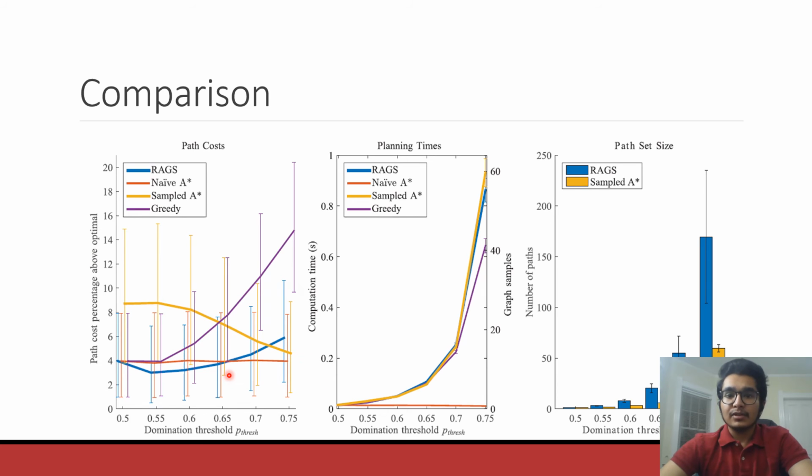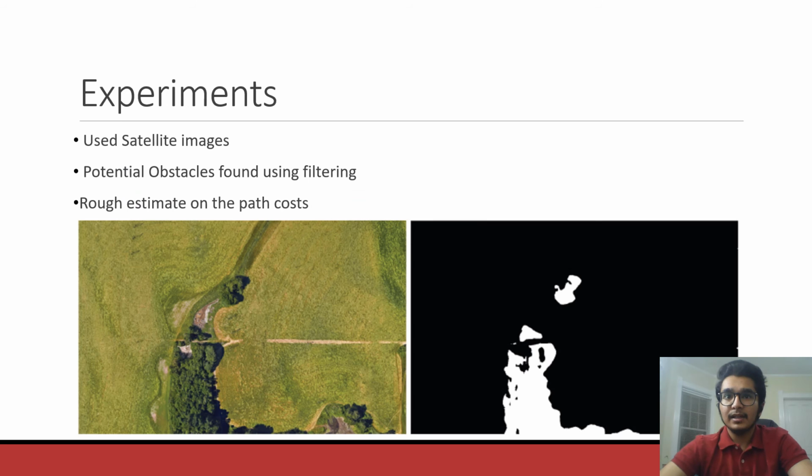So now let's look into the results on the satellite data. Now we are observing RAGS being applied to some satellite data, and these are some experiments that are conducted by the authors of the paper. So first, the satellite images are filtered to find potential obstacles such as trees.